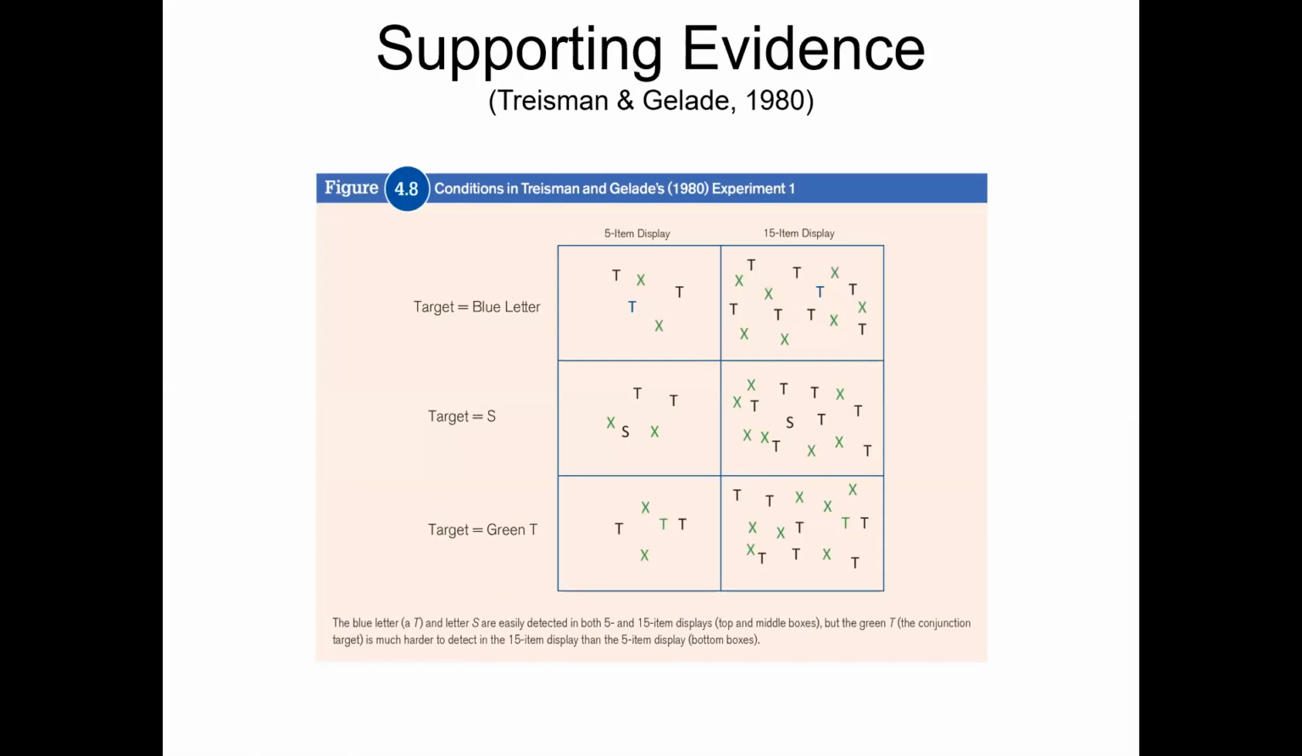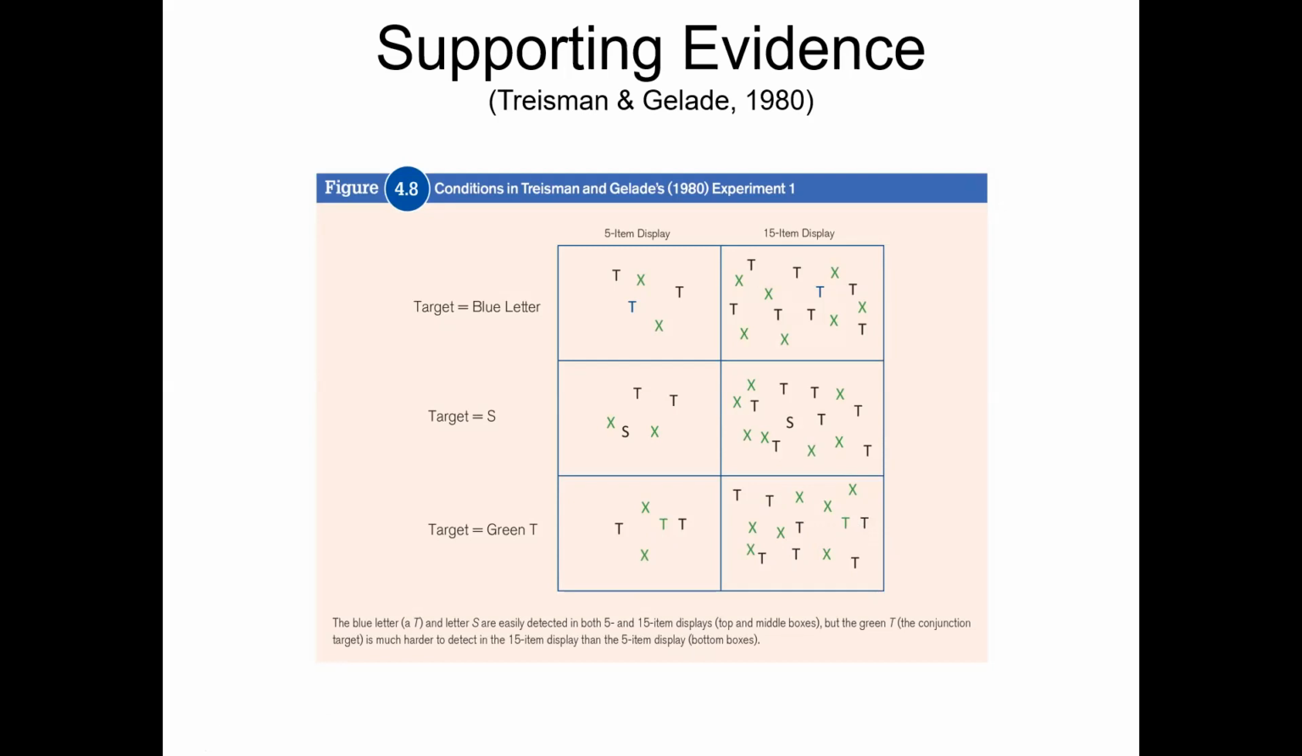So there's some supporting evidence for this. As you can see, Treisman's all over this particular lecture. With this, the blue T and the S pop out no matter how many distractors there are. So if the target is the blue letter or the target is the S, you can see it very easily. Here's the blue T, here's the blue T, here's the S, here's the S. This is 5 items, this is 15 items. But then when you get to the green T, it might be easy to spot it with only 5, but then it takes maybe a minute to find the green T here in the 15 item display.